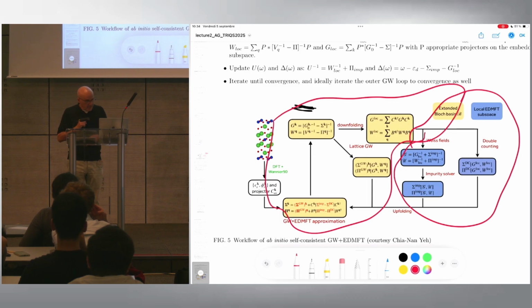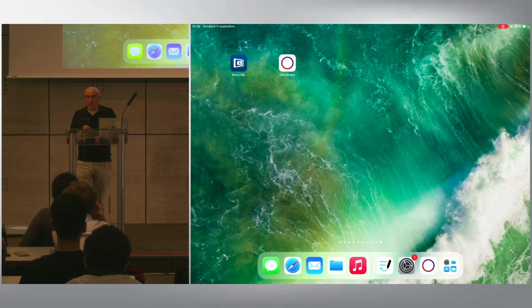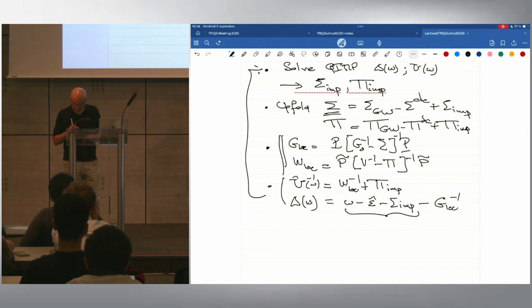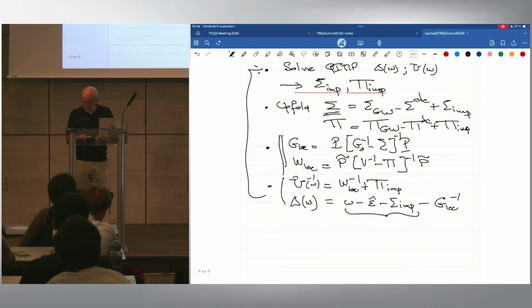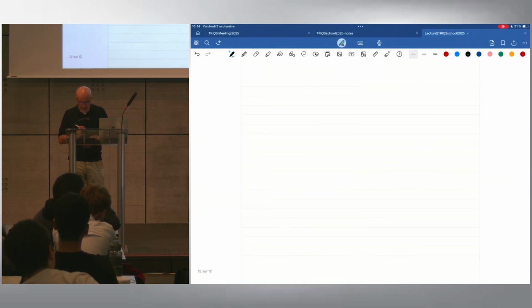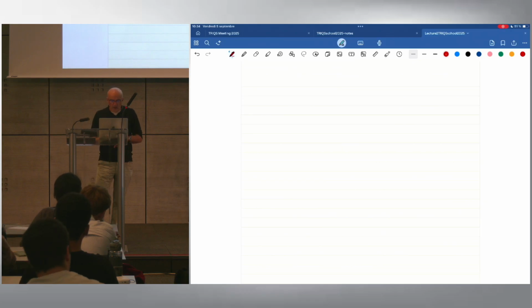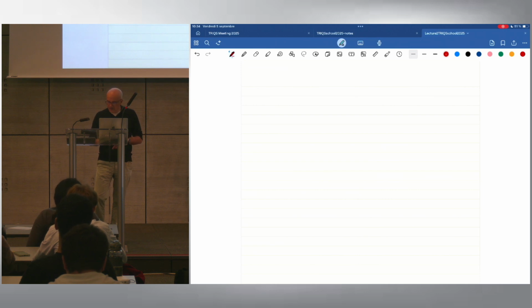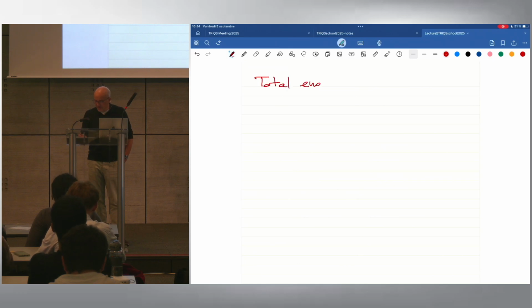Okay, very good. So I think my time is more or less up. There are two things that I would like to mention in closing. One is just to mention that this whole formalism can be grounded into a total energy functional. So this is very reassuring.